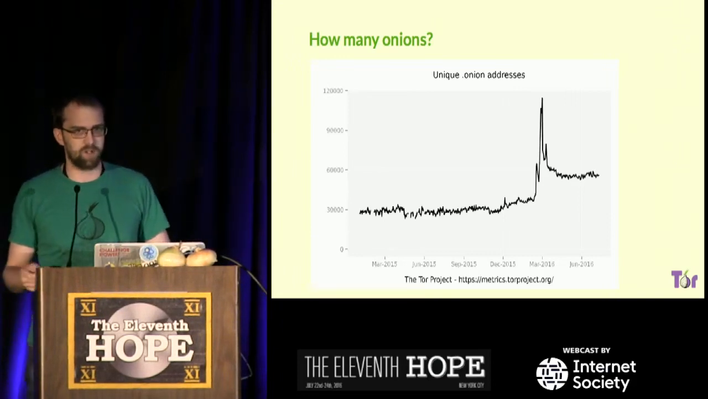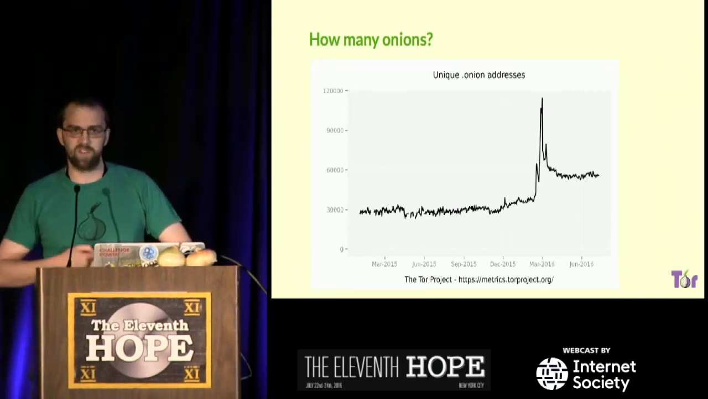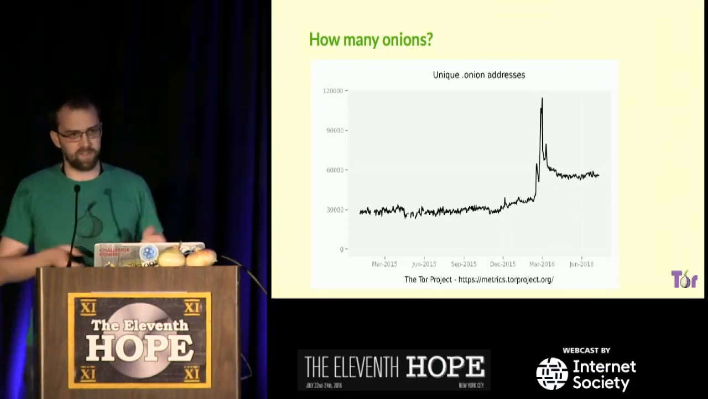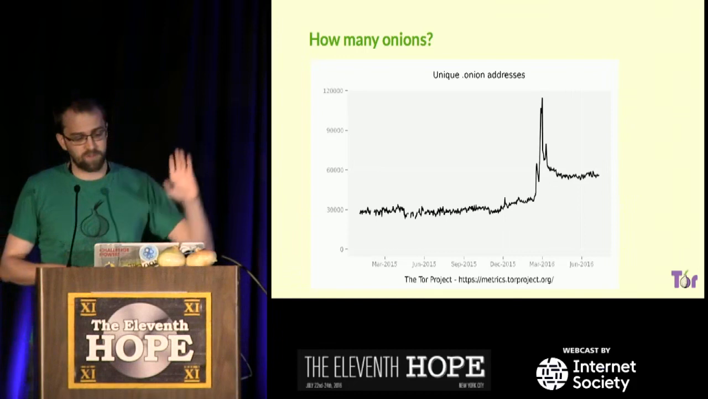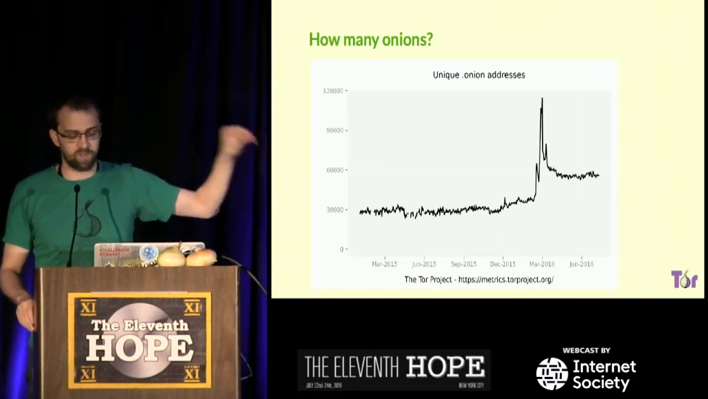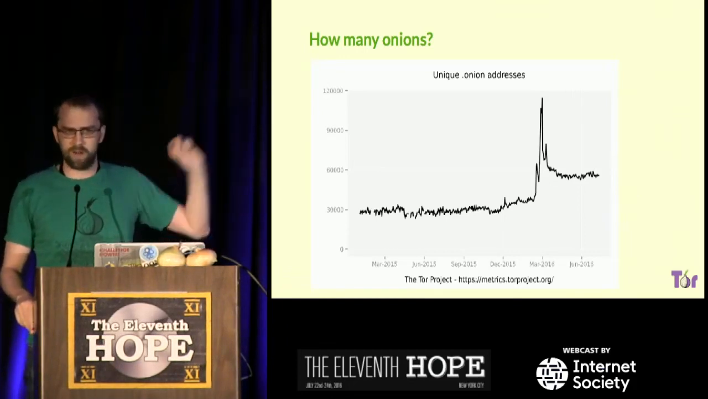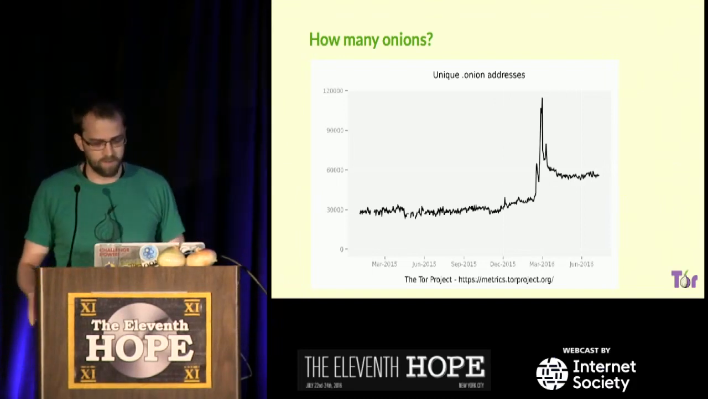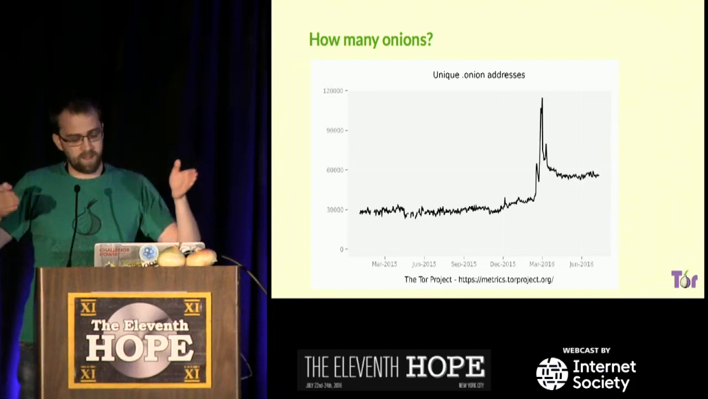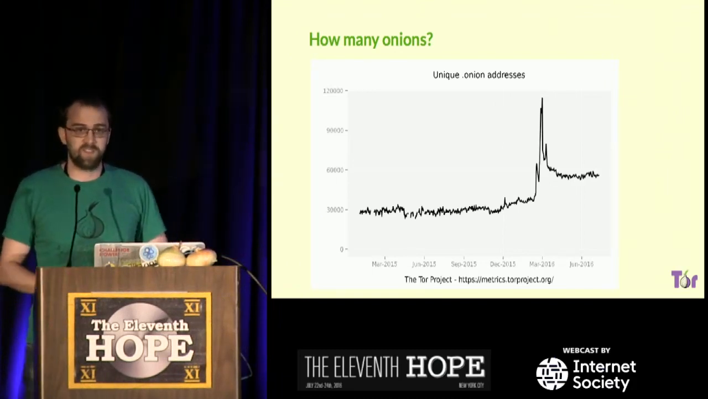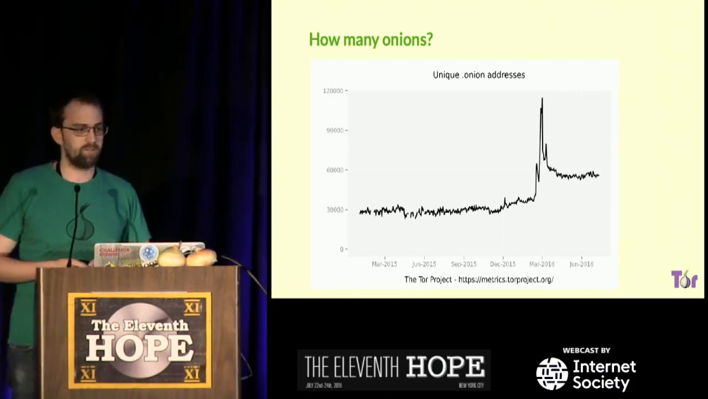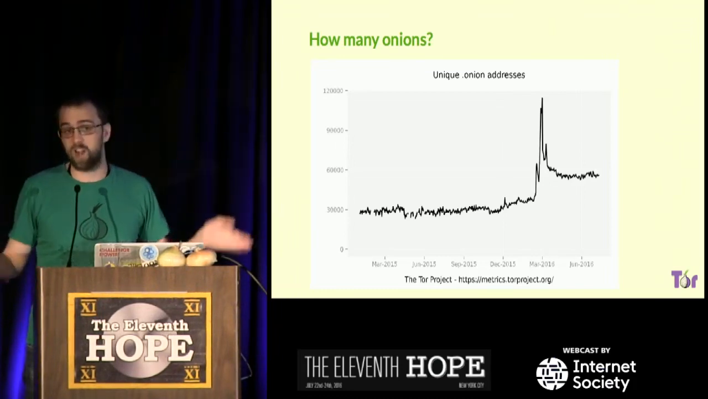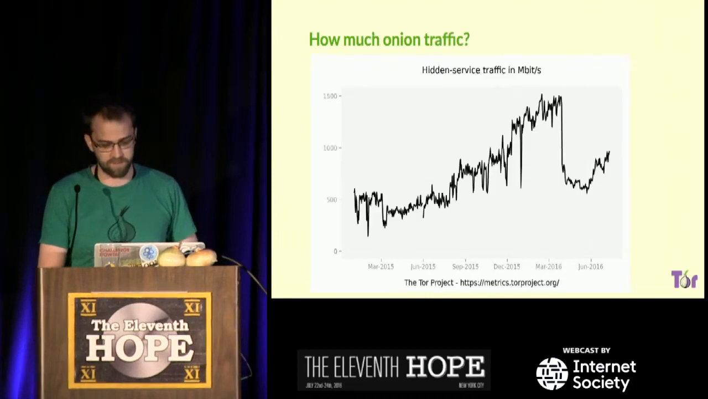It took us many months actually to come up with a privacy-oriented way to collect those statistics. So this is the number of unique .onion addresses that are currently in the network. We don't know what happened in March. Someone just created 500,000 of those, and then it went back. So right now we're around 60,000 unique onion addresses. We don't know if it's clients, servers, or whatever, but right now this is the state.